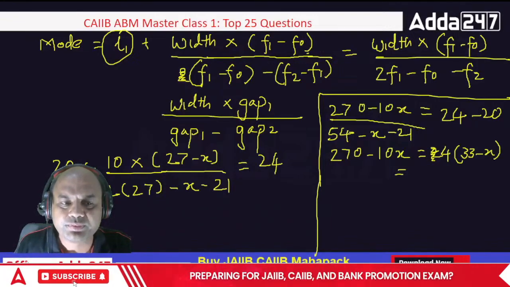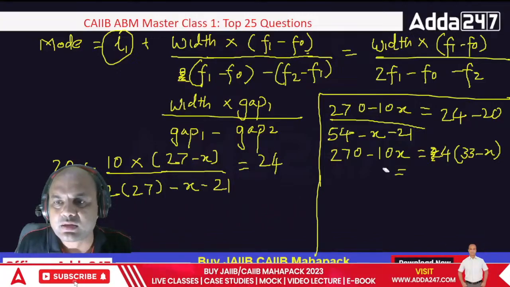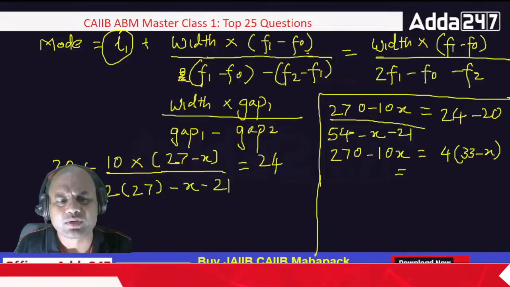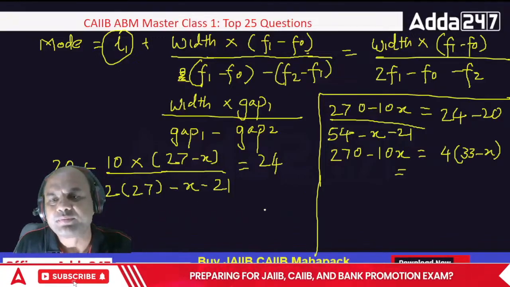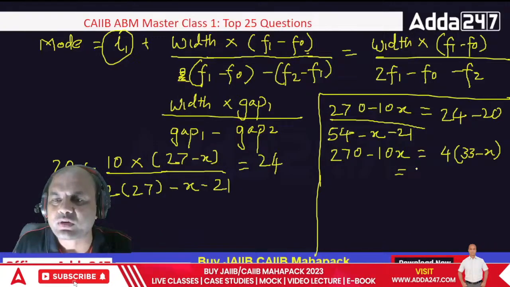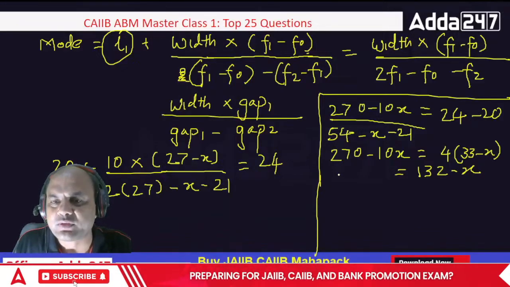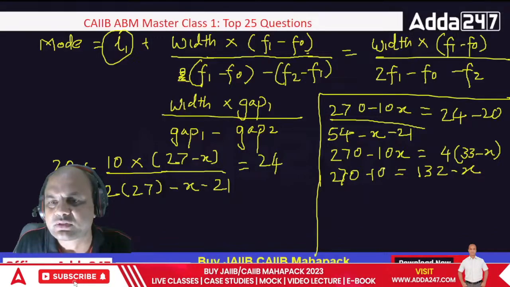Hold on. Let me clear this. Yeah, this becomes 4 now. How can this happen? So 4 into 33 minus x. So solve this now. 33 into 4 is what? 120 and 132. 132 minus x. So 270 minus 10x equals to 132 minus x. Solve this.